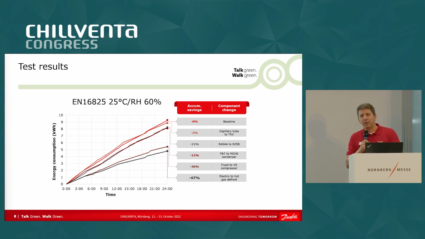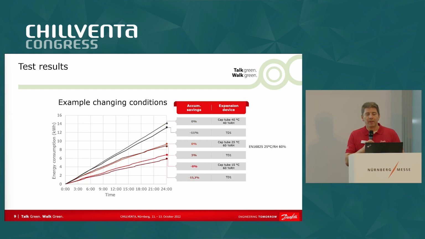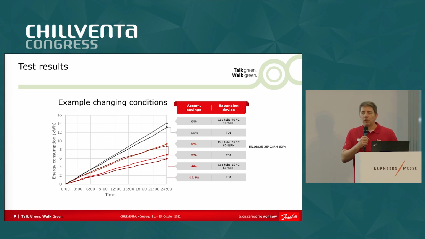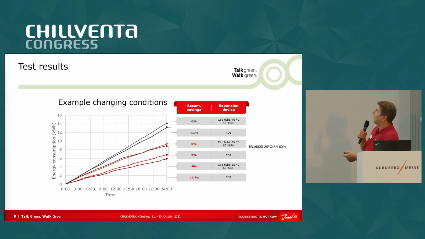Now let me jump a little bit into reality, especially when we talk about the expansion device. Because that test standard tells you to test at one condition. That's this one here. That's the test standard condition: 60 Celsius, 60% relative humidity, 25 Celsius. But that's not where every unit runs. So it might be colder around the unit, might be standing in a colder area or in a warmer area. And that's what we just tested. We said, okay, let's make that warmer at 40 Celsius and 40% relative humidity, and let's make it colder.